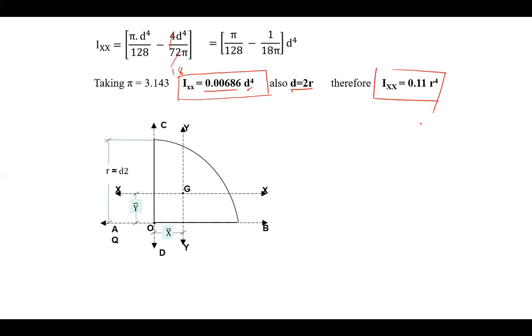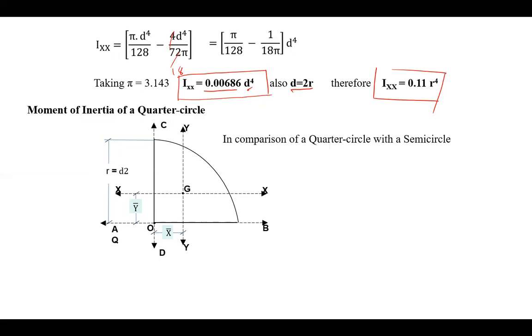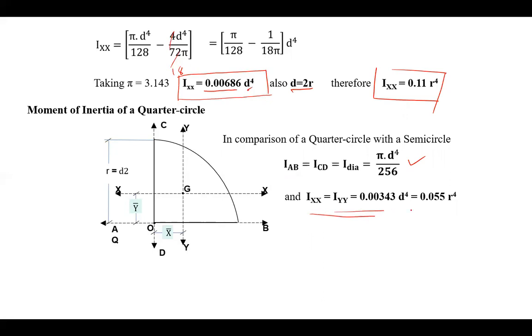Similarly, the moment of inertia of a quarter circle can be found. About the base it will be one quarter of the moment of inertia of the circle, which is equal to pi d to the power 4 by 256. And the moment of inertia about the x axis and y axis can be obtained by half of this value. Half of 0.00686 is 0.00343 d to the power 4, and in terms of r it will be 0.055 r to the power 4.